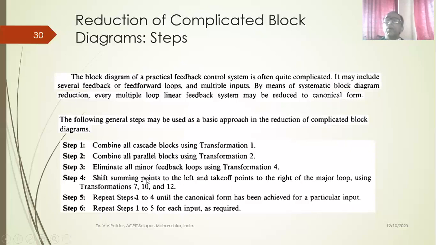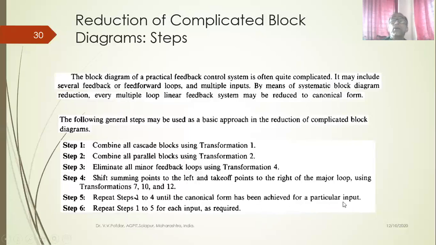Shift all the summing points. If I have a number of summing points, shift all the summing points to the left and all the takeoff points to the right of the major loop by using the rules, transformation 7, 10, and 12. Repeat all these steps 1 to 4 until the canonical form is obtained, until the canonical form has been achieved for a particular input.